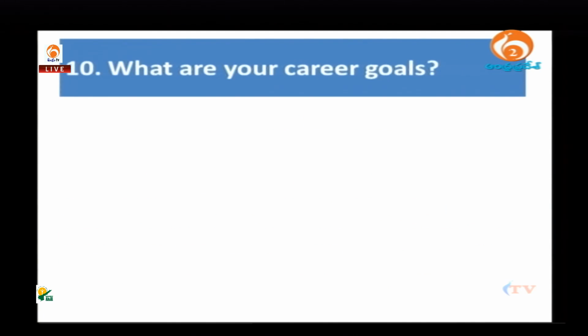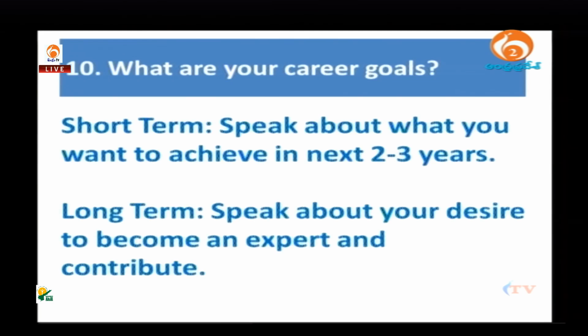And the last one, what are your career goals? You need to speak about the short term goal and long term goal. Short term goal, that you want to get this job, you want to do well in this job. Long term goal, you want to become an expert, you want to contribute to the organization. Alright, so these are the top 10 questions which we covered in terms of interviews.